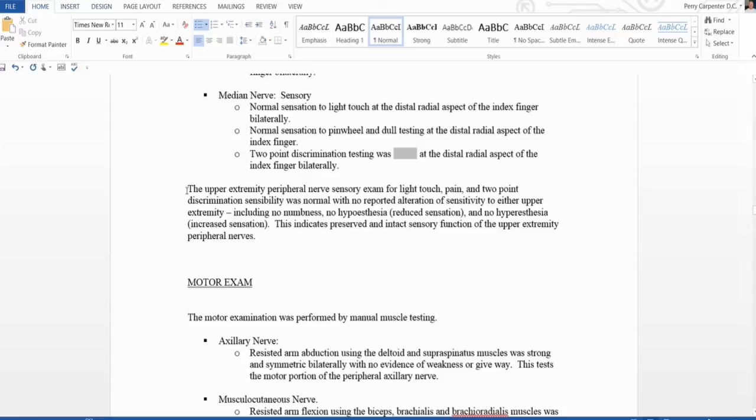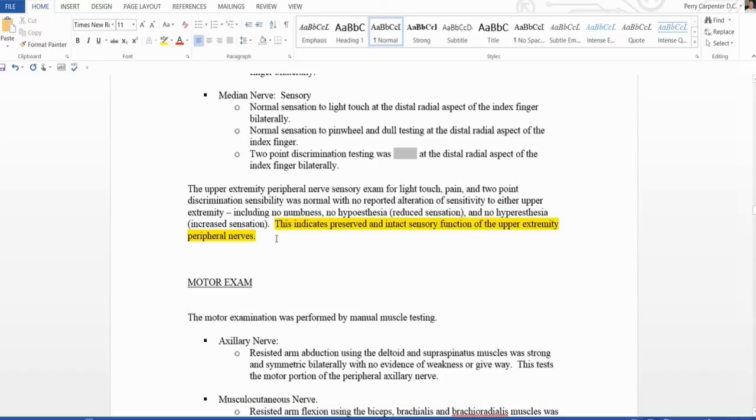So in this case, the conclusion is that the upper extremity peripheral nerve sensory exam for light touch, for pain, for two-point discrimination was normal, and there was no reported alteration of sensitivity to either upper extremity, including no numbness. There was no hypoesthesia, there was no hyperesthesia. And here's what this means. This indicates preserved and intact sensory function of the upper extremity peripheral nerves.